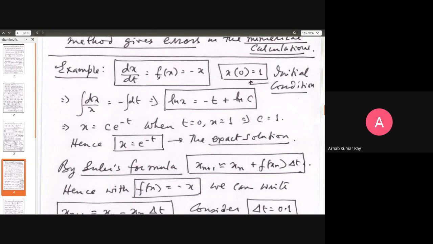So the integral solution: you separate variables, you take x to the left-hand side, dx by x is equal to minus dt, integrate, and you'll get log x is equal to minus t plus a constant, which you write as log c. And so x is equal to c into e raised to minus t. And when t is equal to 0, x is equal to 1, you put t equal to 0, e raised to 0 is 1. x is equal to 1, this is 1. Therefore, c is equal to 1. Hence, x is equal to e raised to minus t. That is the exact solution.